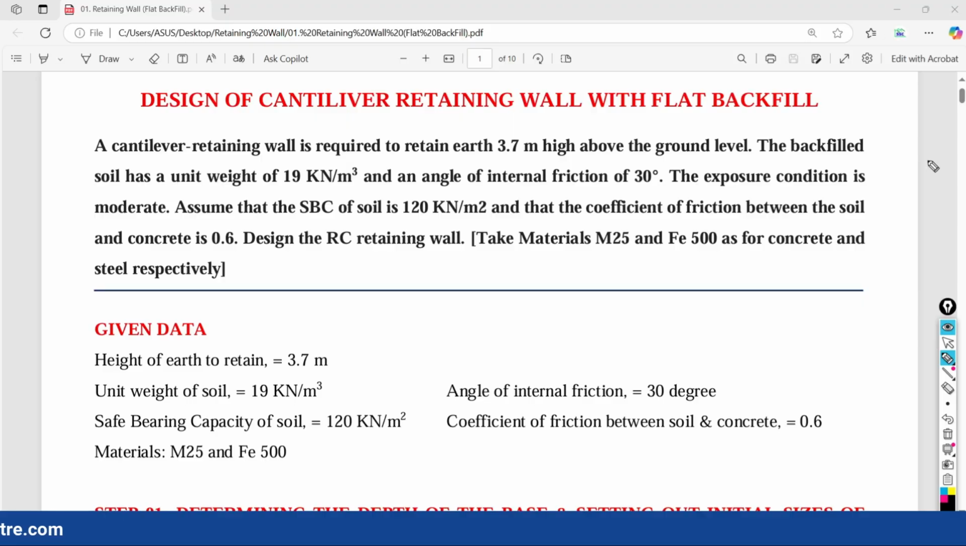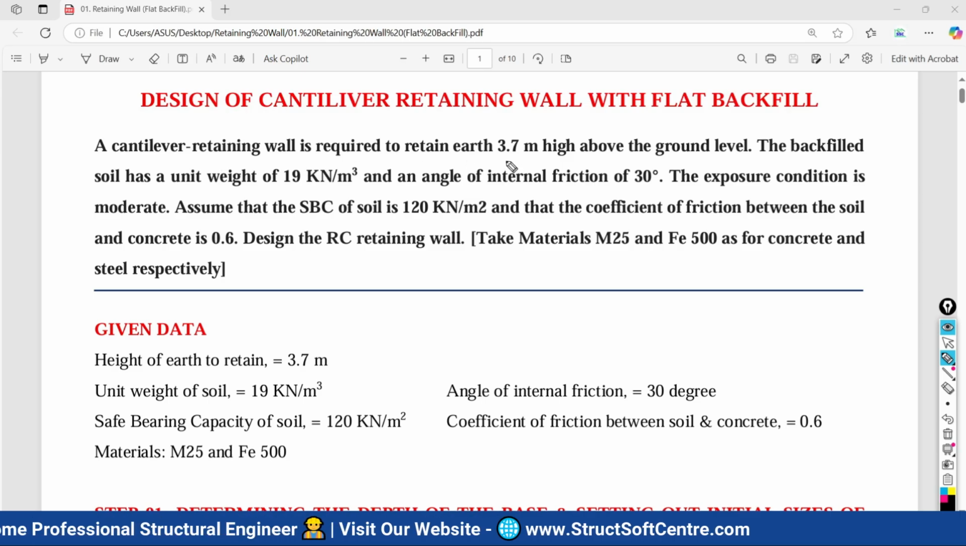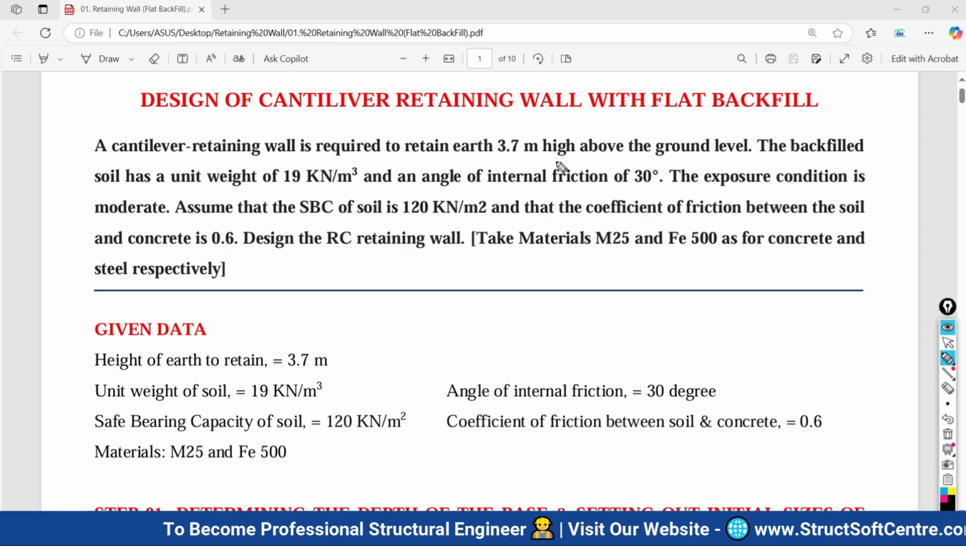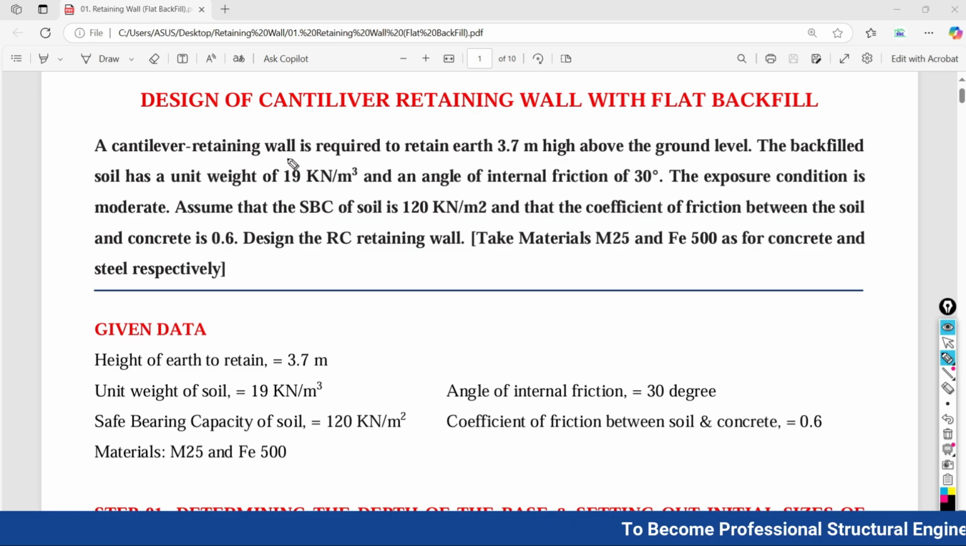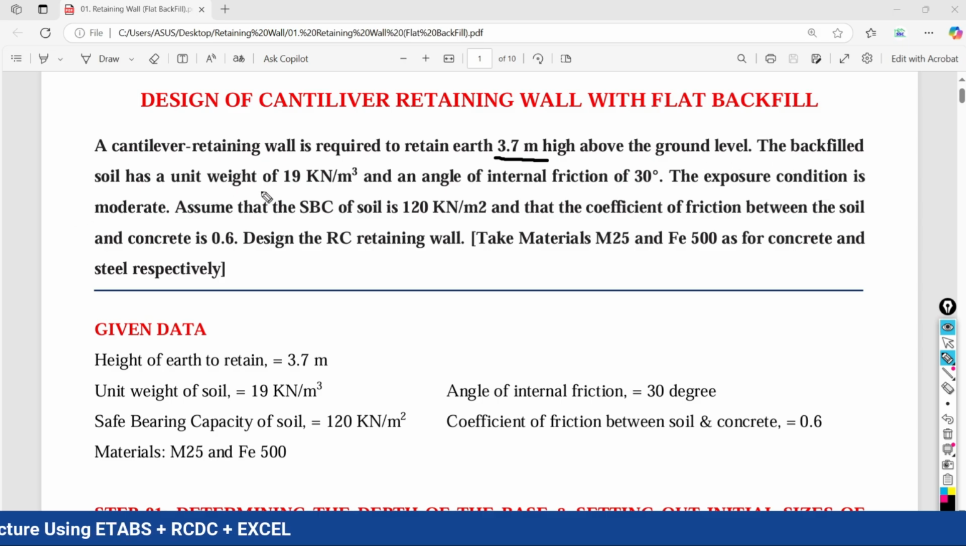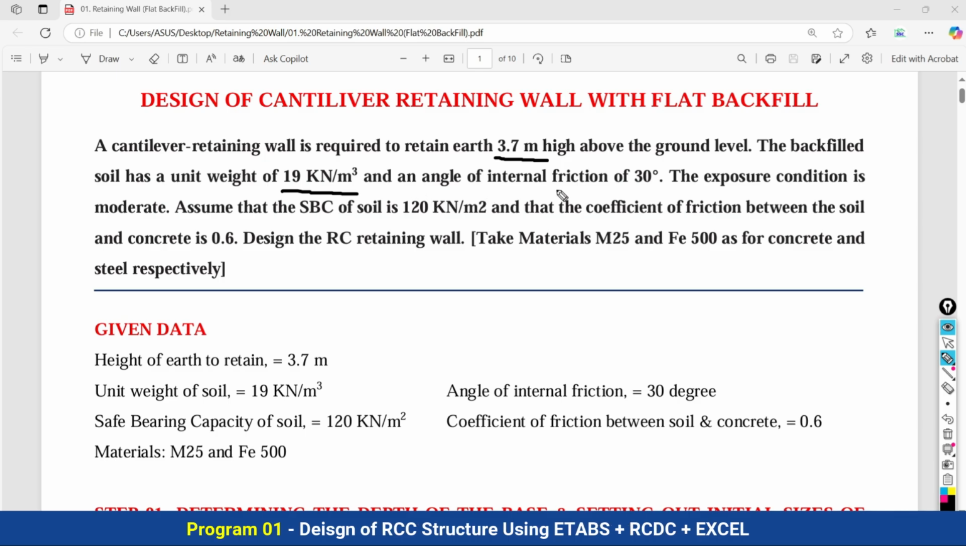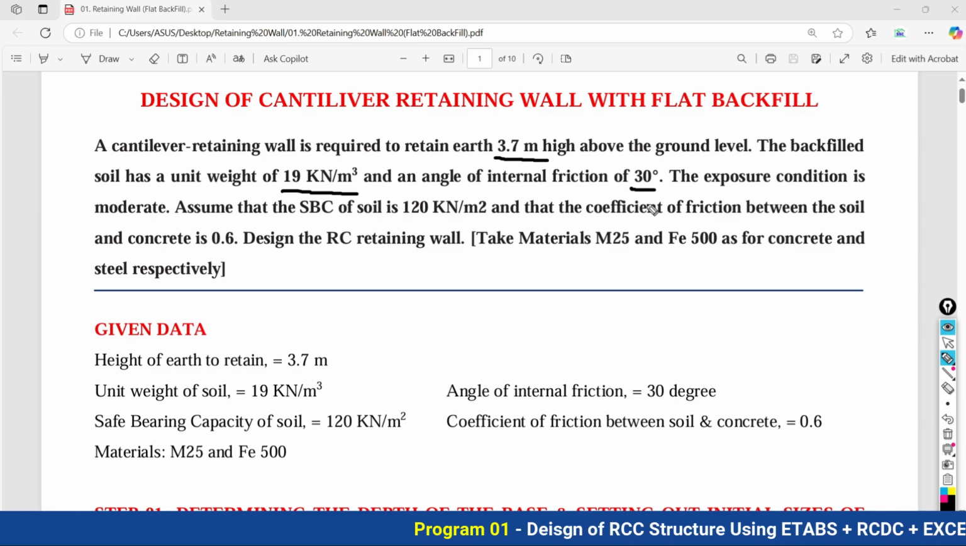Now, first of all, try to understand the problem statement. A cantilever retaining wall is required to retain an earth mass of 3.7 meter height above the ground level. So there is a cantilever retaining wall which has to retain an earth mass of 3.7 meter high above the ground level. The backfilled soil has a unit weight of 19 kN per meter cube and the angle of internal friction is given as 30 degree. The exposure condition is moderate.